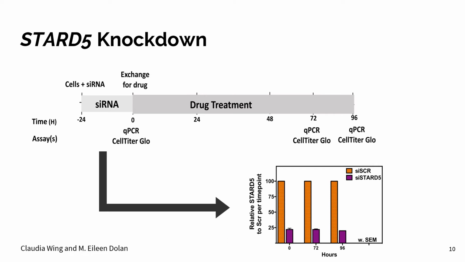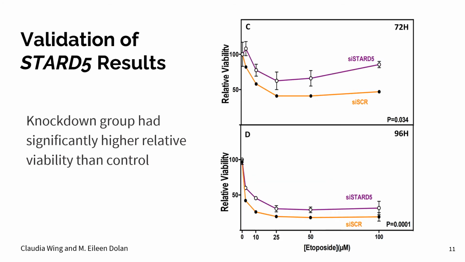So the way that these experiments worked was that we performed gene knockdown using siRNA for STRD5 24 hours prior to treatment with etoposide, and then etoposide treatment occurred over the course of 96 hours. And we also measured the relative STRD5 expression at each of these time points, so at 0, 72, and 96 hours, to confirm that gene knockdown was consistent across the entire duration of the experiment.